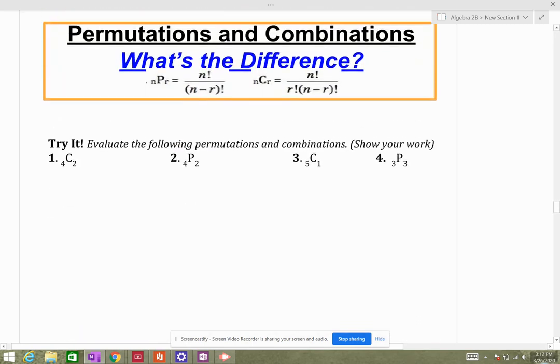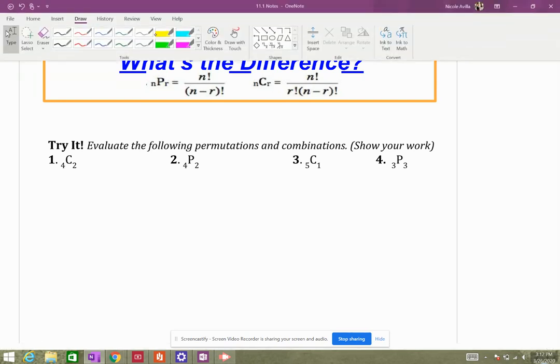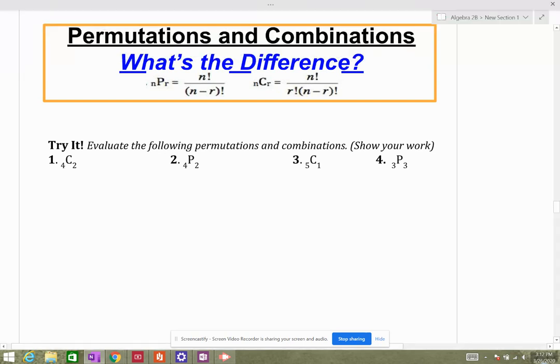All right, so let's try and calculate using these formulas. You can expand out with factorials and then simplify, or you can multiply and simplify at the end. It's totally up to you, but pause the video now and try these. All right, so now that you have a chance to check these, let's take a look.